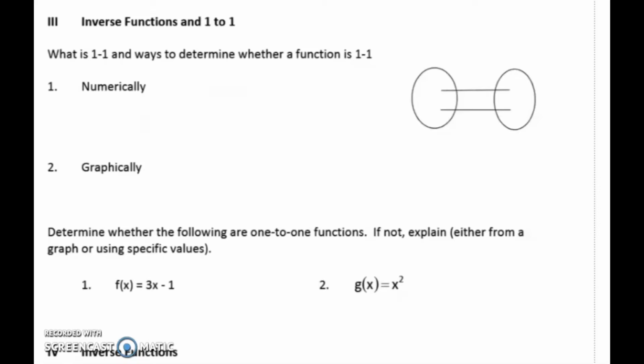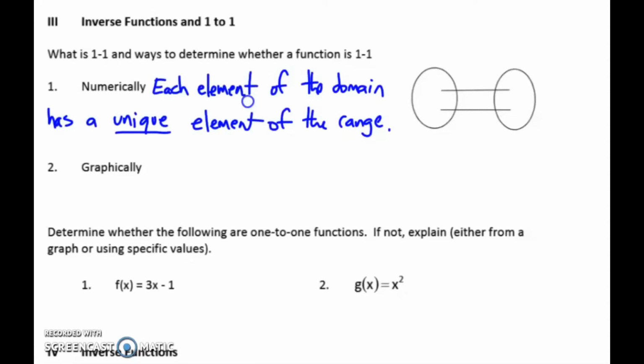Today we're going to talk about inverse functions and one-to-one. So what does it mean to be one-to-one, and how can we determine whether a function is one-to-one or not? Well, first of all, we're going to take a look at it numerically. The way you determine if a function is one-to-one numerically is you have to determine if each element of the domain has a unique element of the range.